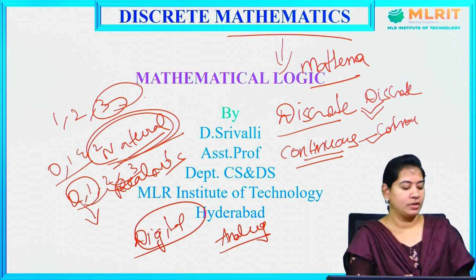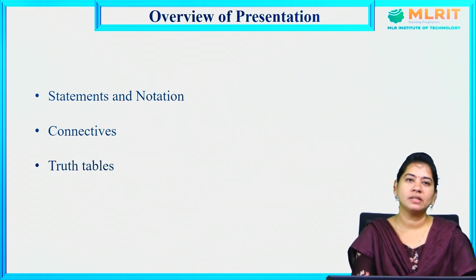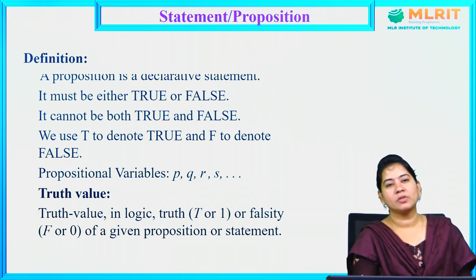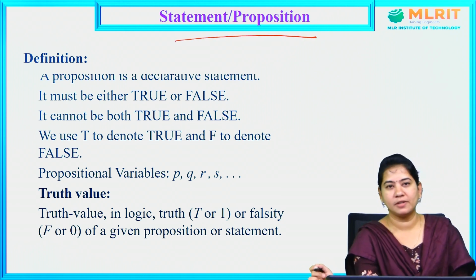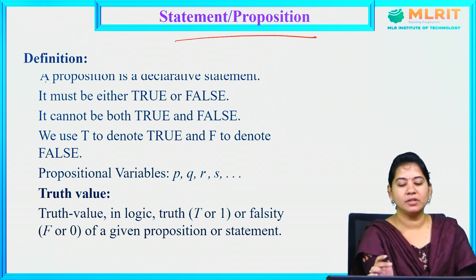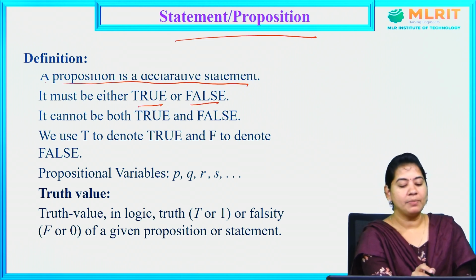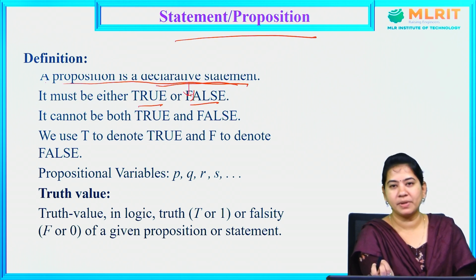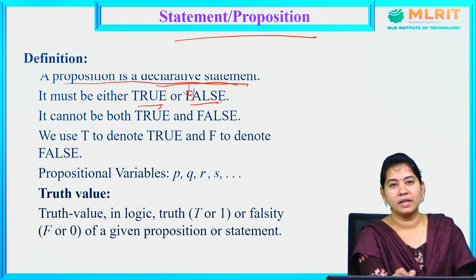Next, let us understand the overview of the presentation. It includes statements and notations, connectives and also truth tables. What is a statement? First you need to understand what is meant by a statement. A statement is also called a proposition. The definition is: a proposition is a declarative statement which is either true or false but not both. Declarative means giving some information, and that information must be either true or false. It can't be both.